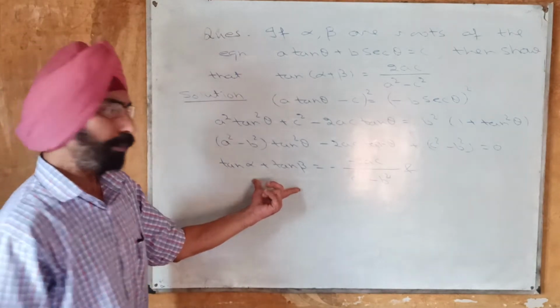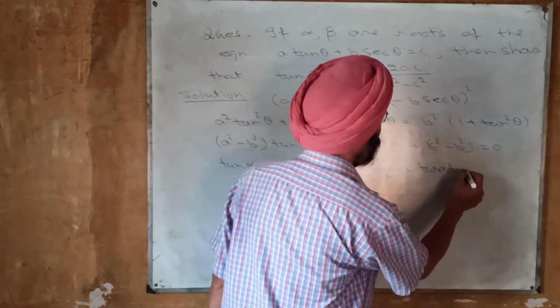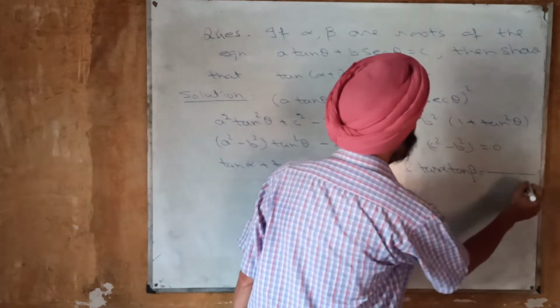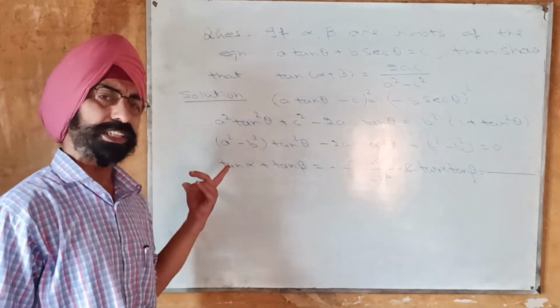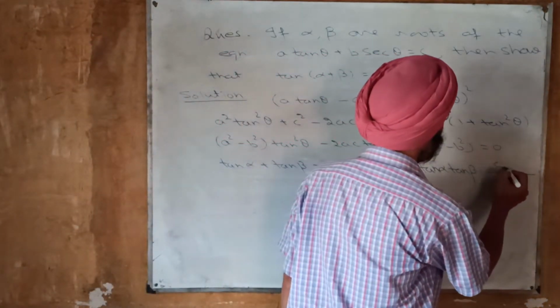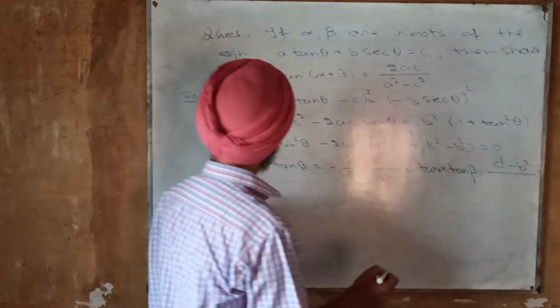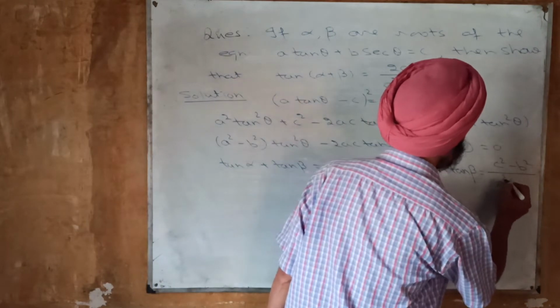And what will be the product of the roots? Product of the roots, that means tan alpha into tan beta. Product of the roots is c upon a, that means the constant term divided by the coefficient of x square. Here the constant term is c square minus b square, divided by the coefficient of tan square theta, that is a square minus b square.